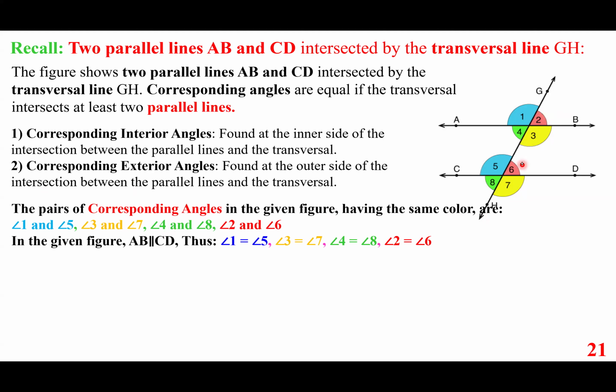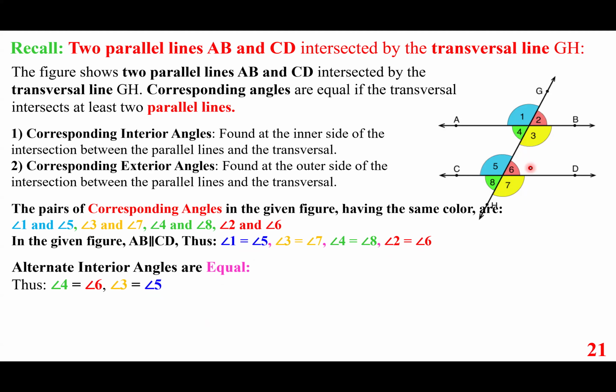Okay, corresponding angles on the same side. In the given figure, of course, AB is parallel to CD. This is the notation that says parallel. Thus, 1 and 5 are equal. Angle 1 equals angle 5. Angle 3 equals angle 7. Angle 4 equals angle 8. And angle 2 equals angle 6.